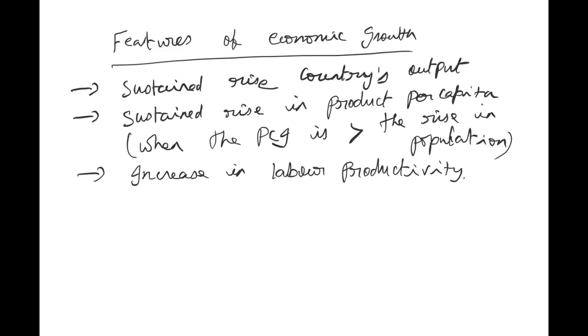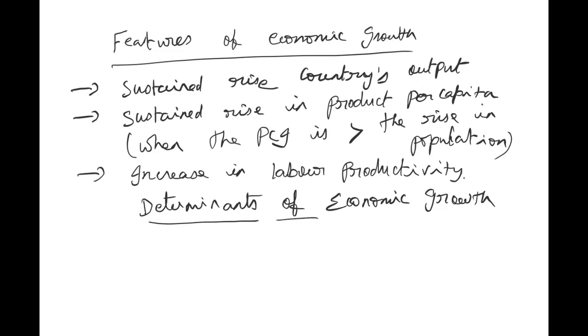So in order to have the continuous increase in the labor productivity, in order to have the continuous increase in the per capita income of the country, and also the continuous increase in the total output of goods and services in the country, there are certain factors essential in a country. So that is for the determinants of economic growth. So in order to achieve all this, there are certain factors that determine the economic growth of a country. Now let's see what are all the determinants of economic growth.